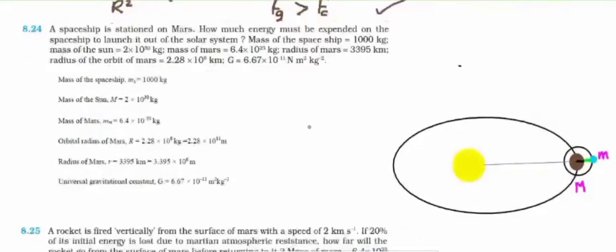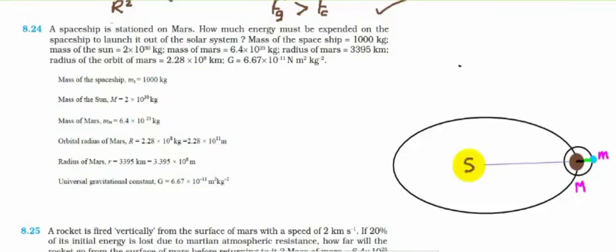Then next, question 24. A spaceship is stationed on Mars. Here it is given a spaceship of mass small m is on Mars. How much energy must be expended on the spaceship to launch it out of the solar system? It should be launched out of the solar system.